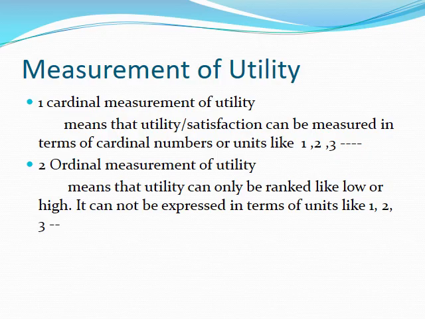So there are basically two measurements of utility. One is known as cardinal measurement of utility. Second is ordinal measurement of utility. There is a difference of opinion among economists regarding the measurement of utility. According to Marshall, utility can be measured in terms of cardinal numbers or units like 1, 2, 3. Whereas J.R. Hicks is of the opinion that utility cannot be measured in terms of units like 1, 2, 3. Rather, it can only be ranked like low or high.